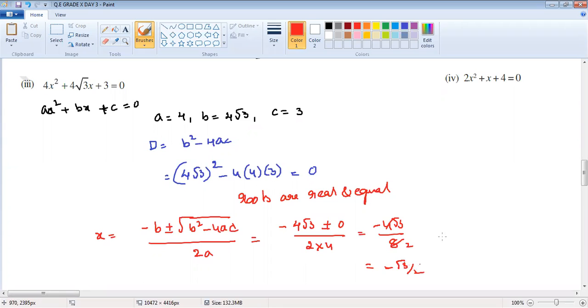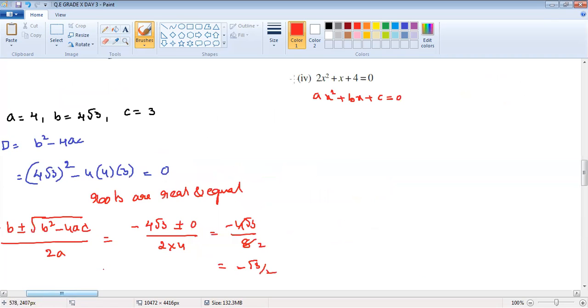Got it? Yes, sir. Similarly, can you compare with ax square plus bx plus c? Yes, sir. Please tell me. Sir, a is 2, b is 1, c is 4. Okay, what is the discriminant? D is equal to... Sir, minus 1 plus or minus under root.